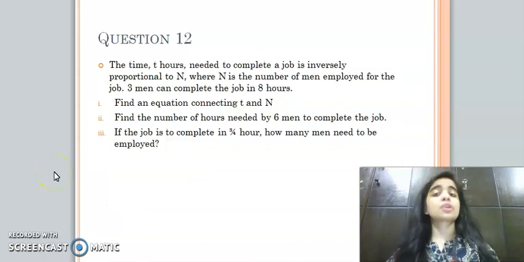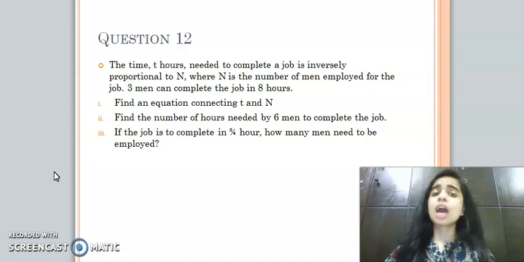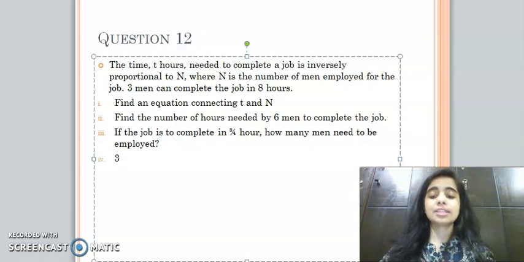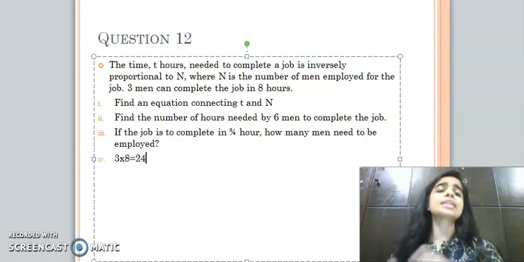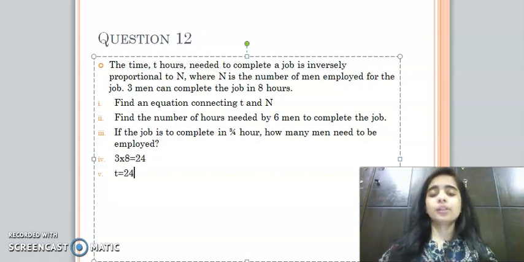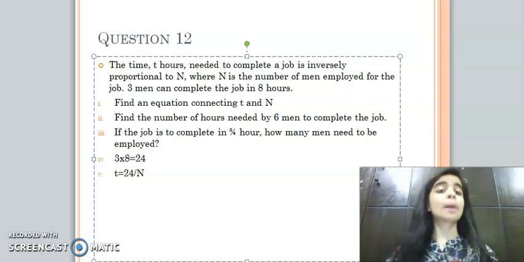Alright, now let's look at question number 12. The time t hours needed to complete a job is inversely proportional to n, where n is the number of men employed for the job. 3 men can complete the job in 8 hours. So my k will be easy. 3 multiplied by 8 is equal to 24. Find an equation connecting t and n. So the equation will be basically t is equal to k upon n. So if the k is 24, the equation will be t is equal to 24 upon n. This is my equation.